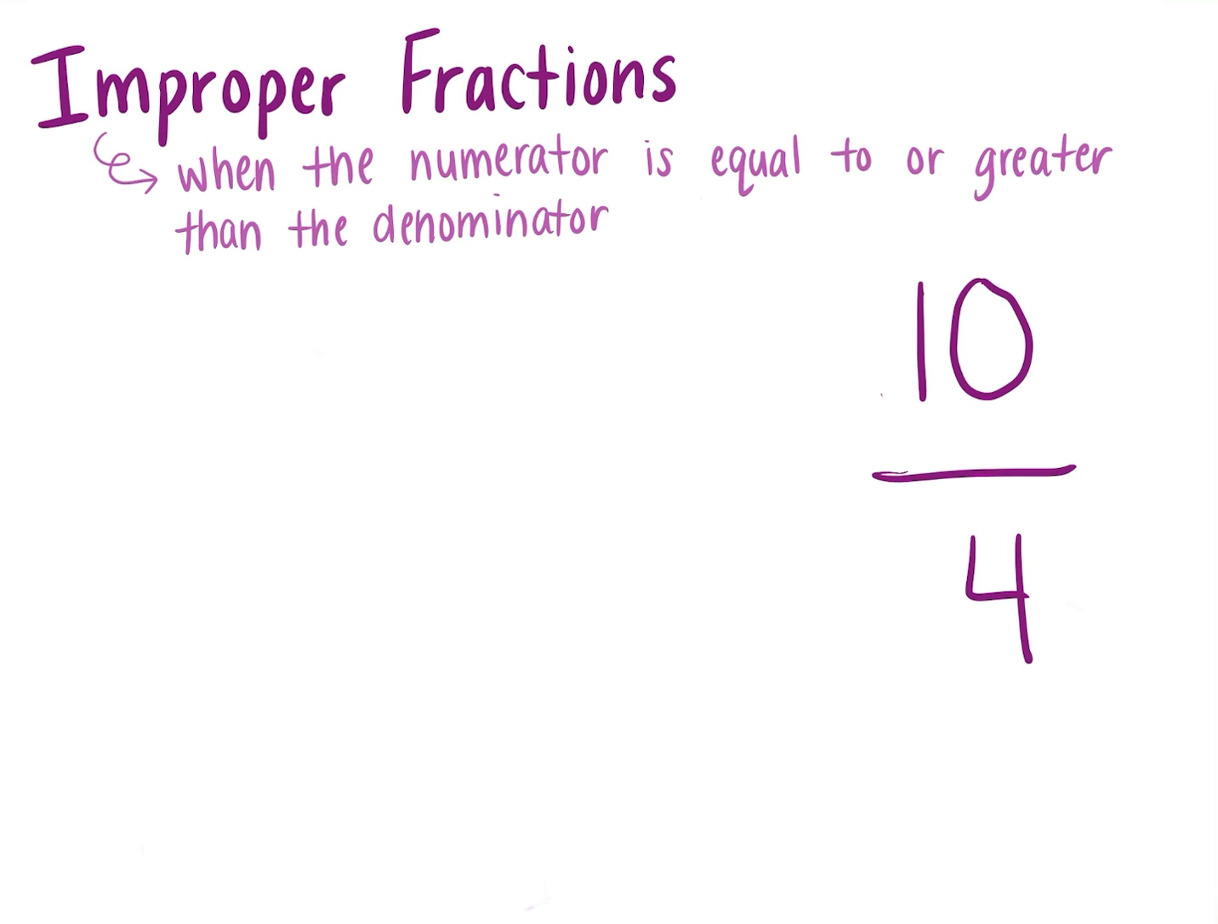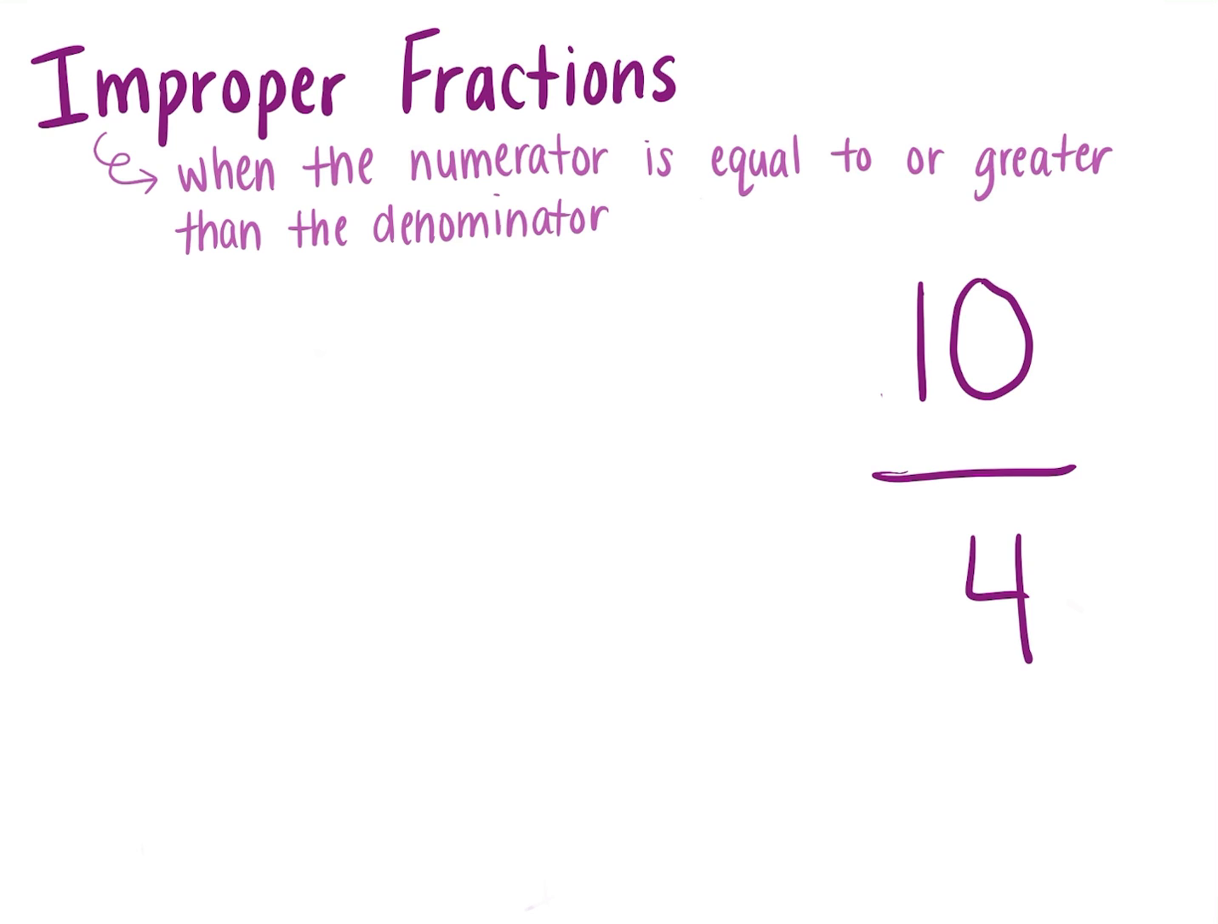Now, typically, our fractions have a smaller number on top and a bigger number on the bottom, but here we have the opposite of that. We have the big number on top and the small number on the bottom. That's because we are now talking about improper fractions, which are the opposite of proper fractions.